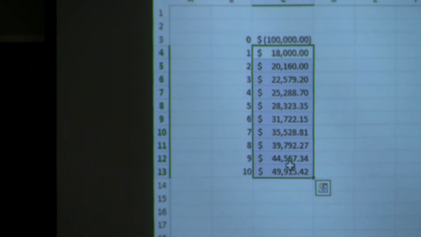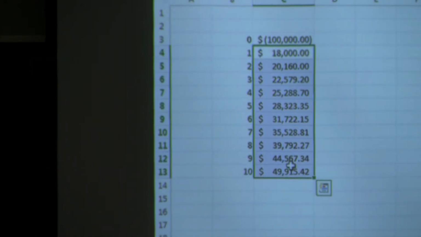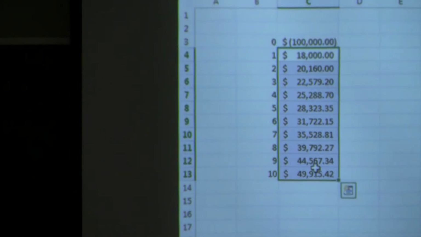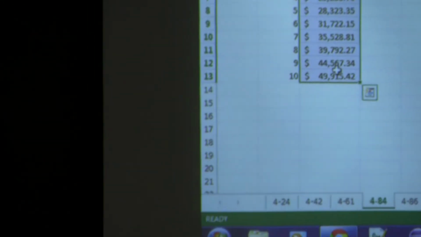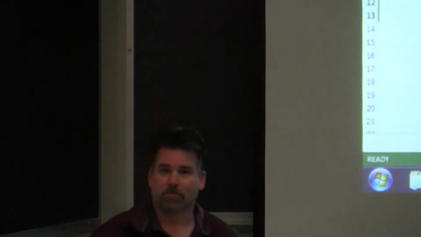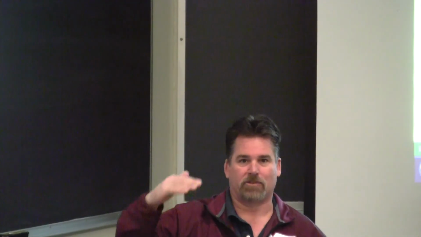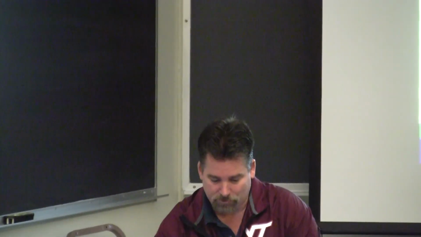Don't leave anything blank. If there's no value in years 3, 4, 5, put 0 in years 3, 4, 5. Don't just go 1, 2, 6, 7, 8, 9, 10. That will give you an incorrect value. Excel's going to look at net present value from the first cell to the last cell and take them as year 1, 2, 3, 4.